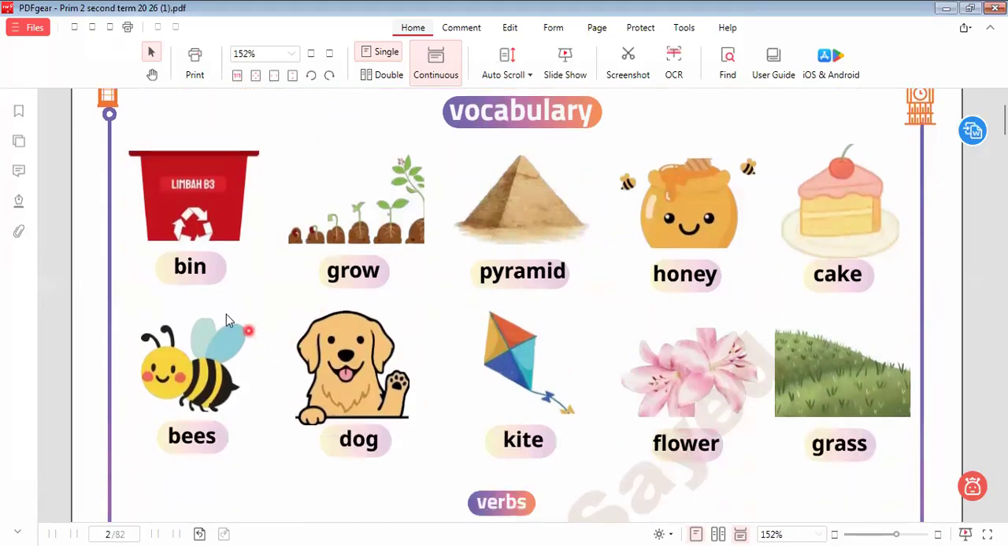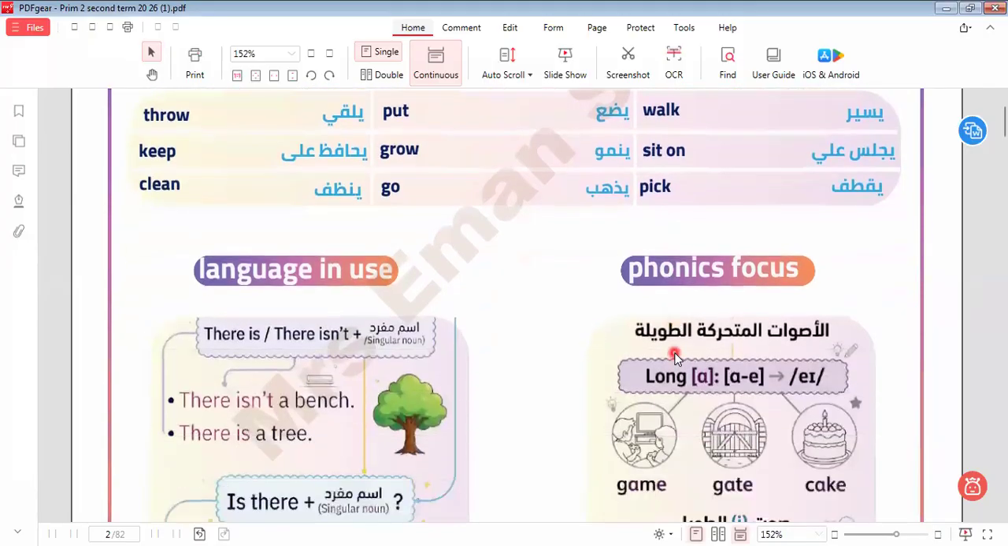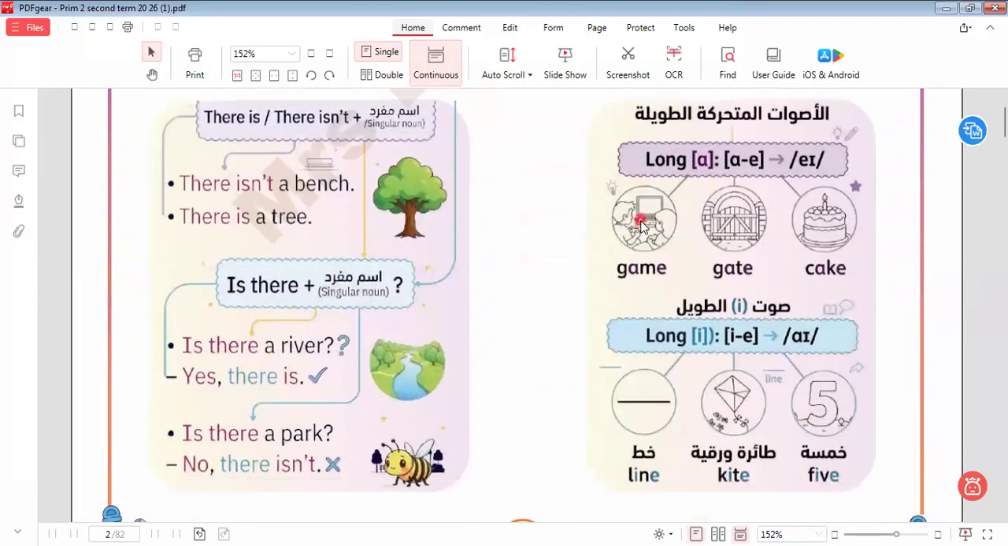In this unit, we learn some vocab. Let's remember it together. Here is bin, grow, pyramid, honey, cake, grass, flower, kite, dog, peas. We have some verbs. Let's learn them together. Here is throw, keep, clean, put, grow, go, walk, sit on, pick. Pick means cut the flower from its place. This is the meaning of pick.